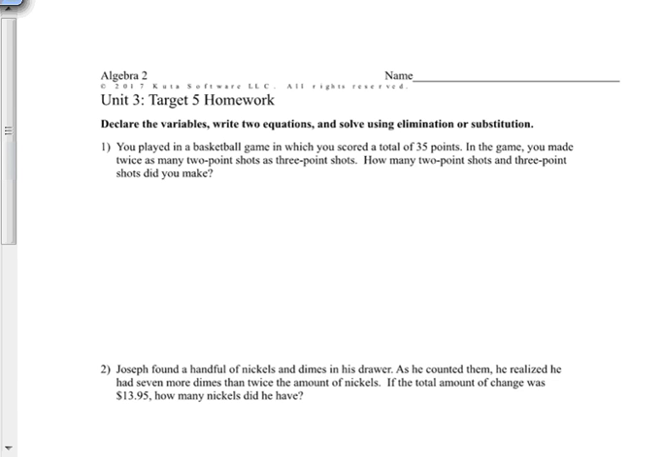So this is the Target 5 homework from Unit 3. It's word problems. So we'll go ahead and get started with the first one.